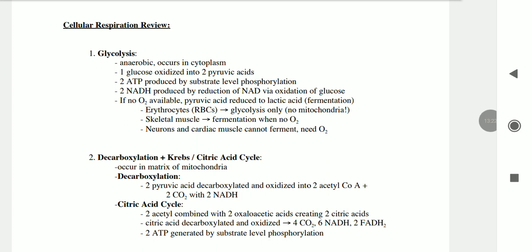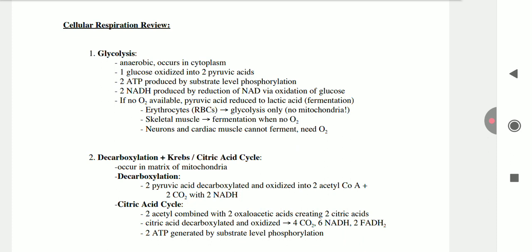Cellular respiration review. First, glycolysis. Anaerobic, occurs in the cytoplasm. 1 glucose is oxidized into 2 pyruvic acid. 2 ATP are produced by substrate level phosphorylation. 2 NADH are produced by reduction of NAD by oxidation of glucose. If no oxygen is available, pyruvic acid is reduced to lactic acid, called fermentation.